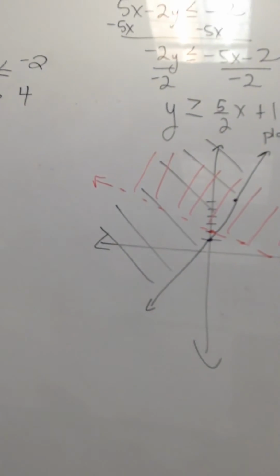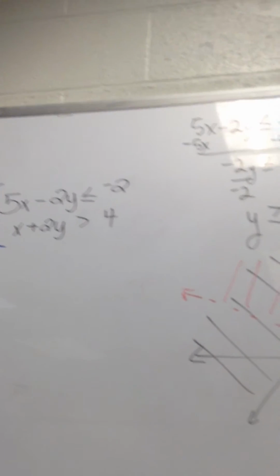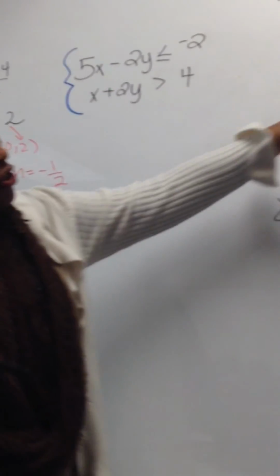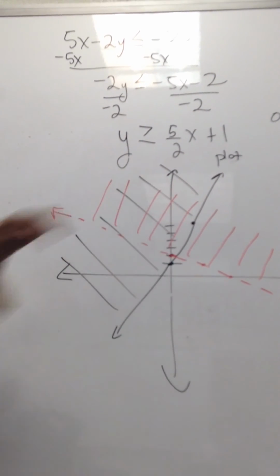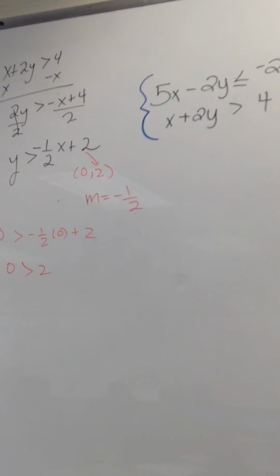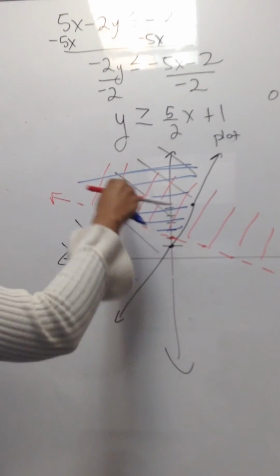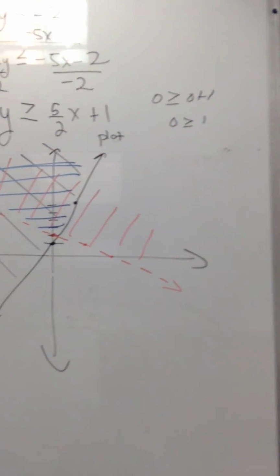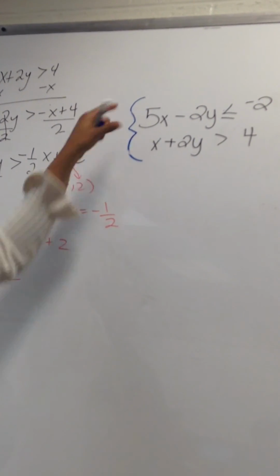Again, you can choose the test point 0, 0, and it should not work because it's not a part of our shade. We got 0 greater than 2 is not true. So when you graph these, you graph the first line, you graph the second line, and then you pick the area they have in common. In blue, you will click this area to tell the computer this is the answer. Any points that fall in this region will satisfy both of this system of equations. Any questions?